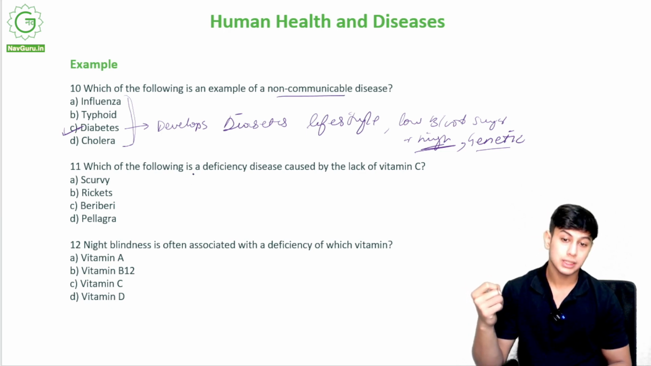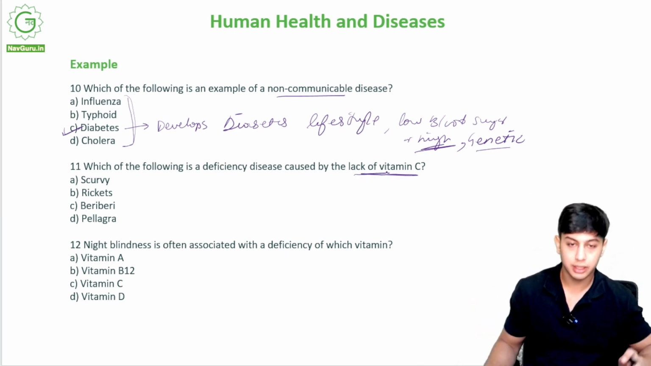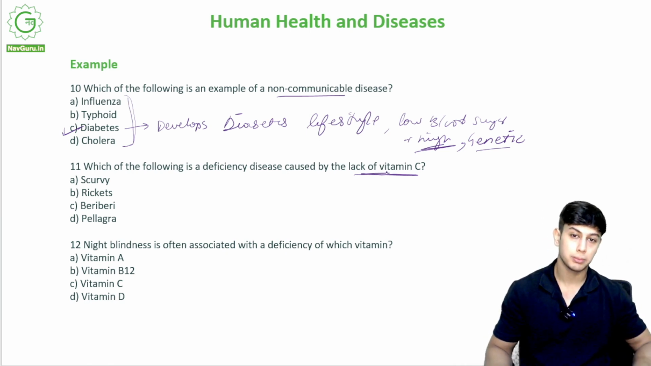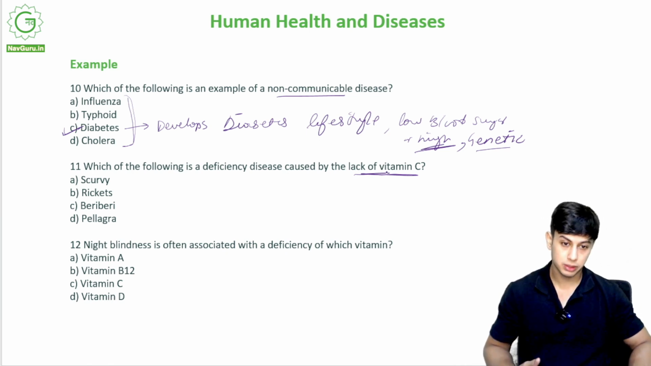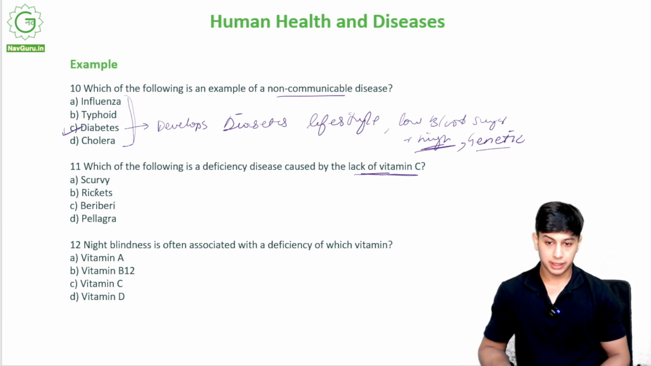Which of the following is a deficiency disease caused by the lack of vitamin C? If there is a dearth, means deficiency, a need for vitamin C in the body, and it does not get vitamin C, what would happen? Will it get scurvy? Will it get rickets? Will it get beriberi? Or will it get pellagra? Okay, so the correct option is A, scurvy.